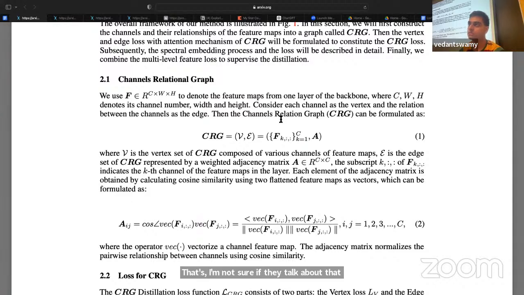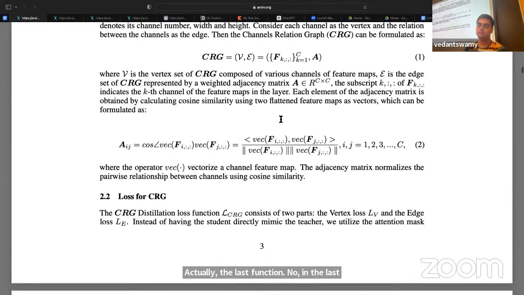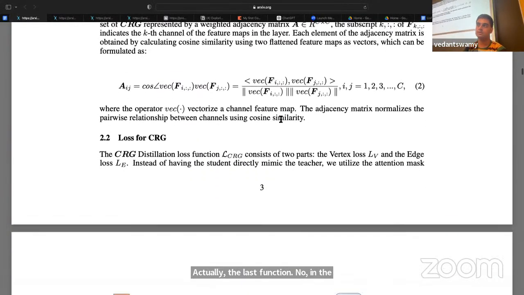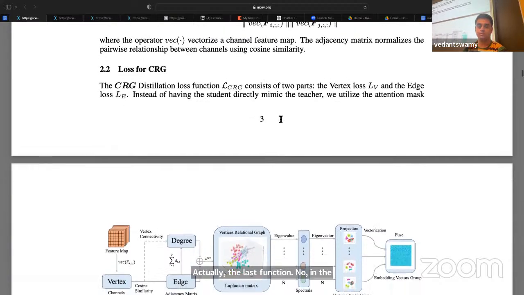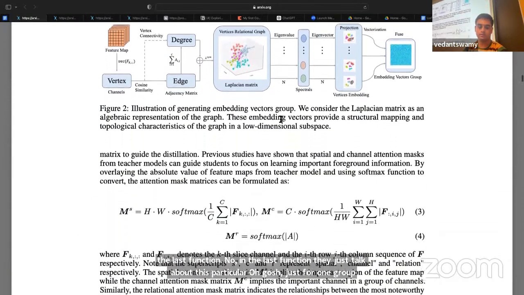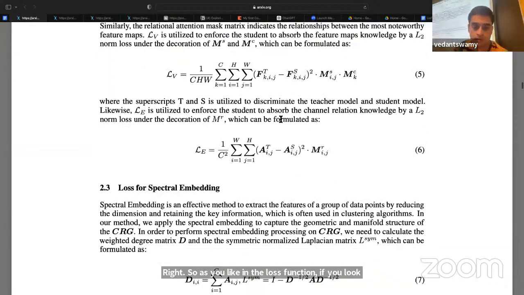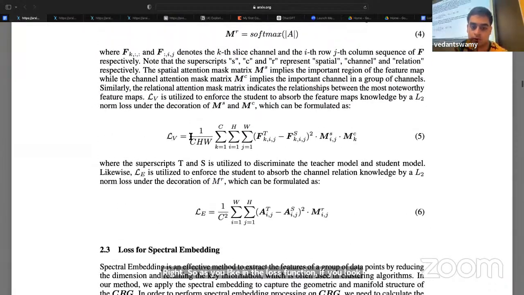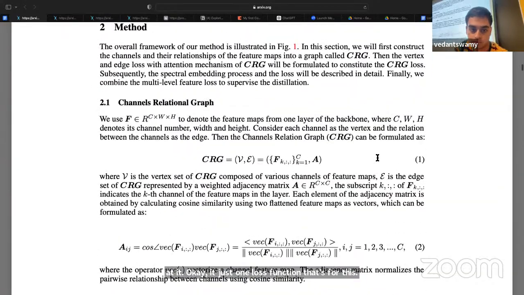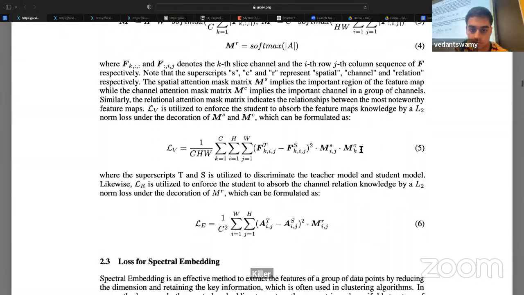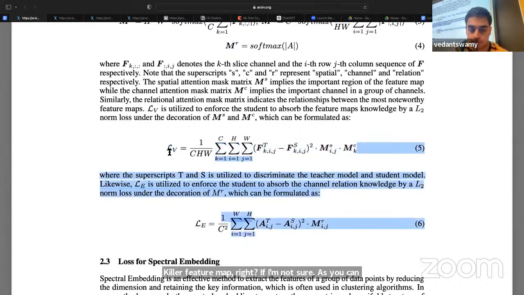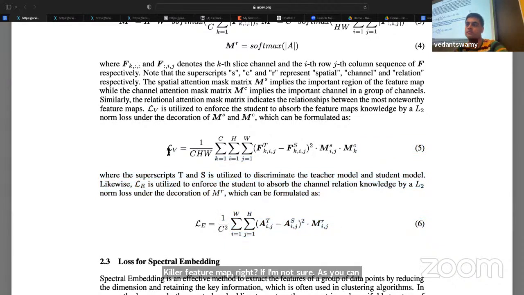Maybe the loss function might be that. No, in the loss function, they just talk about this particular graph, just the two graphs. Right. So if you look at the loss function, it's just one loss function for this particular feature map, if I'm not wrong. As you can see here, right? Yeah, in this paper they just talk about one graph to one graph. They don't really detail how they go about it.